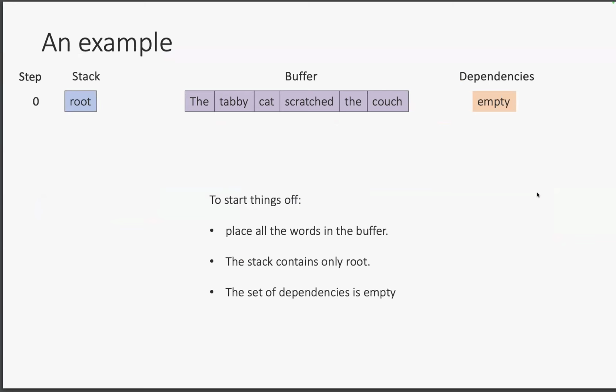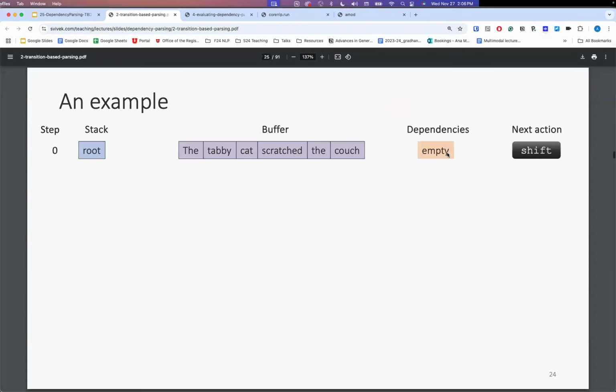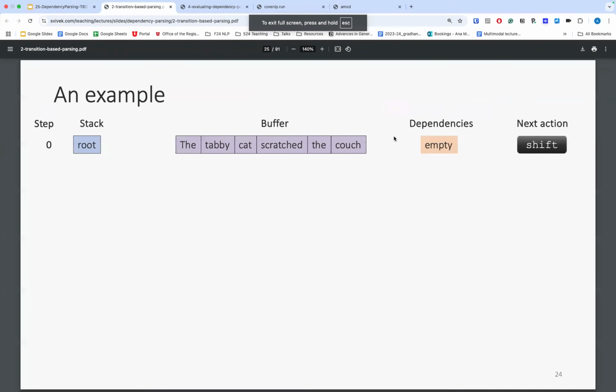All right, so when we start transition-based dependency parsing, our parse state will look as follows. It's going to have this special root in the stack. In our buffer, we are going to put the words in the sequence that they appear in our sentence. So we have the sentence, the tabby cat scratched the couch, and we are going to place them in the order they appear in the sentence. And our dependencies so far are going to be empty because we don't have any dependencies yet.